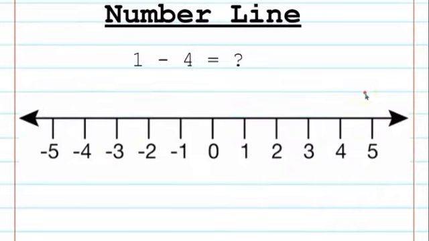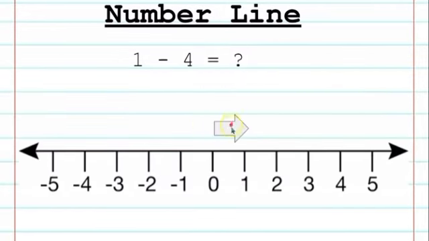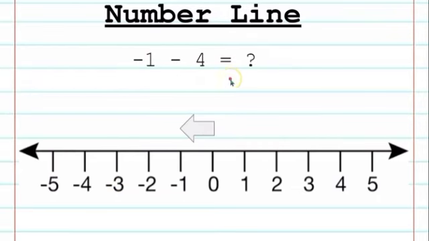Now we are going to do number lines. So we have 1 minus 4 equals blank. We're going to go 1 to the right because it's positive. And we're taking away 4 from this. We're going to go all the way left 4 to get to -3. So your answer will be -3.